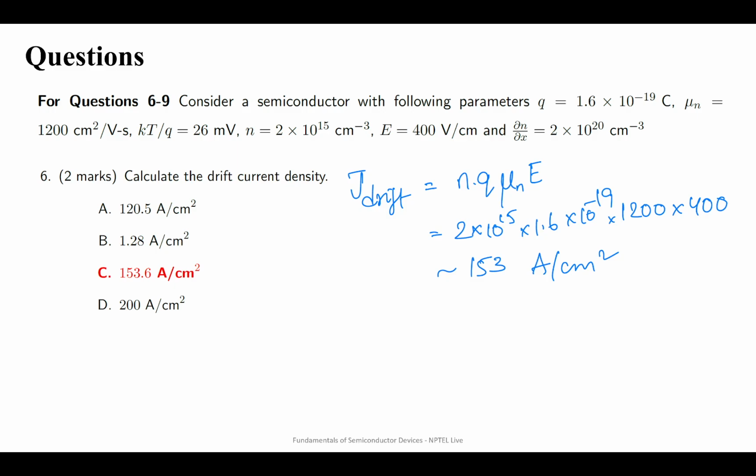And that is correct. The answer will be C, 153.6 ampere per centimeter square. So drift current is given as n q mu E, and all the values are given in the question. So you just put those in and you get 153 ampere per centimeter square.